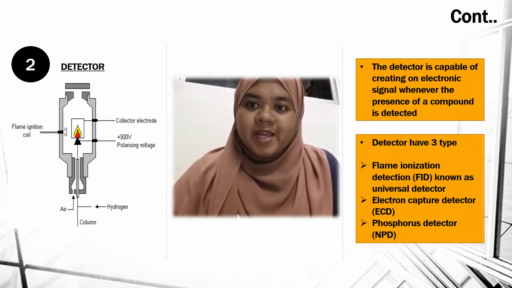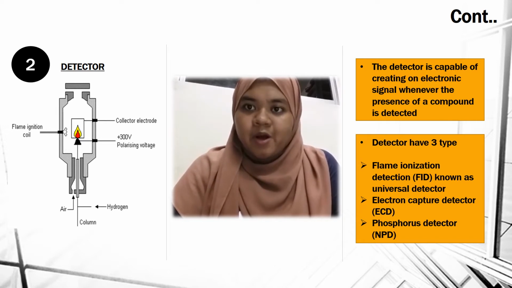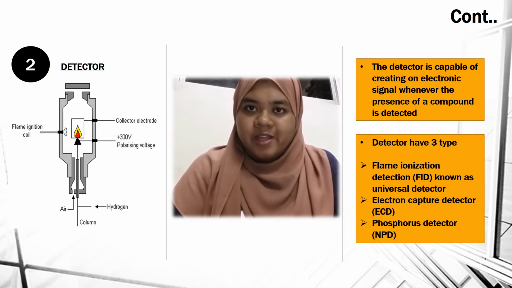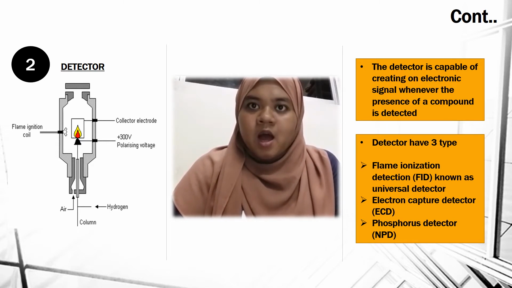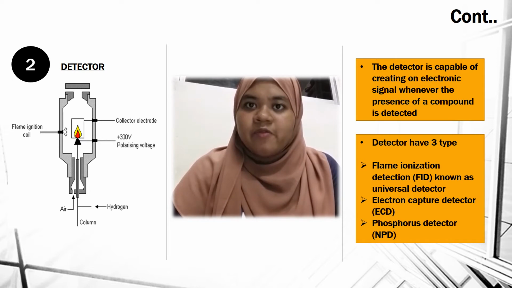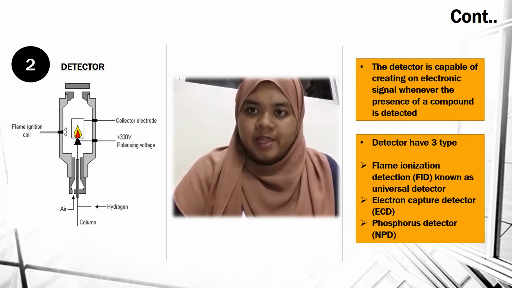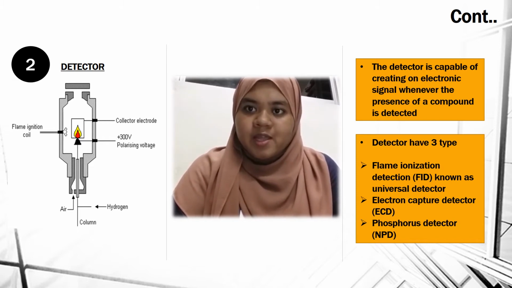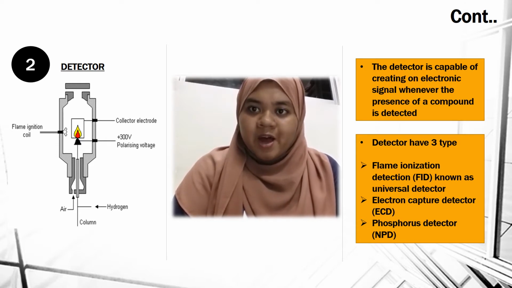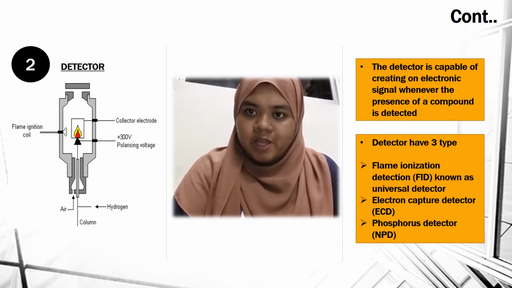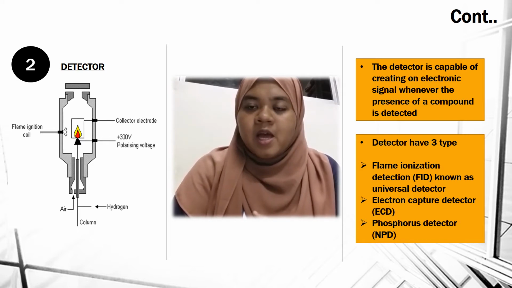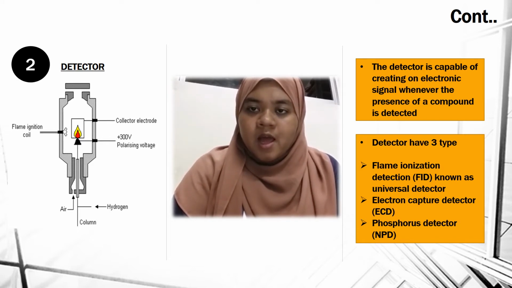Now it's about the detector. The detector is capable of creating an electronic signal whenever the presence of a compound is detected. There are 3 types of detector: flame ionization detector (FID), electron capture detector (ECD), and phosphorus detector (MPD). In the GC oven, we use the flame ionization detector (FID) because this detector is perfect and suitable for this oven.